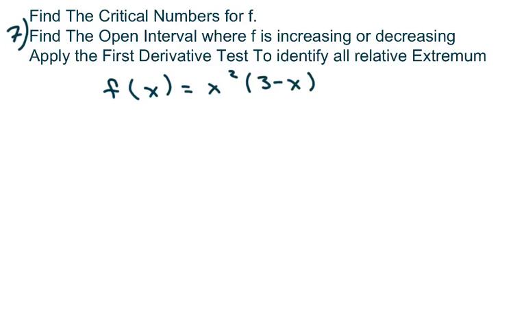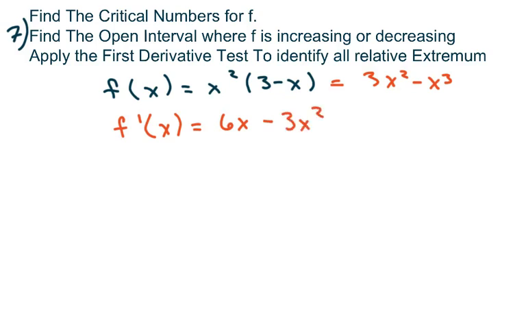Hi everyone. We're going to find critical numbers for our function and find the open interval where f is increasing or decreasing, and also find the relative extremum by applying the first derivative test, which is what I'm going to do first. The first thing I'm going to do is rewrite this as 3x squared minus x cubed. So when I take the derivative, I'm going to get 6x minus 3x squared.